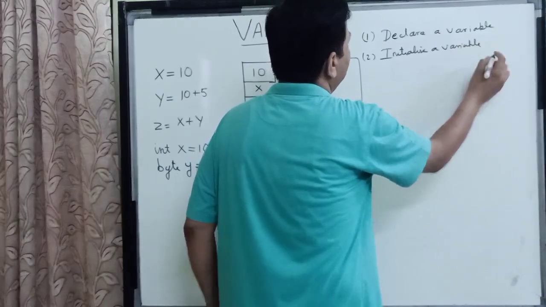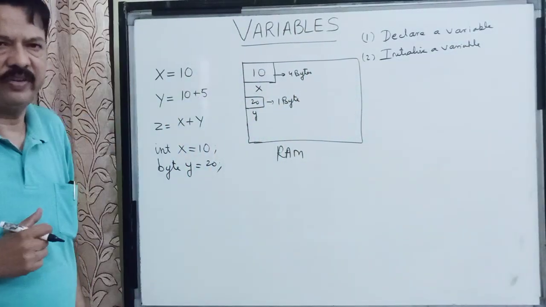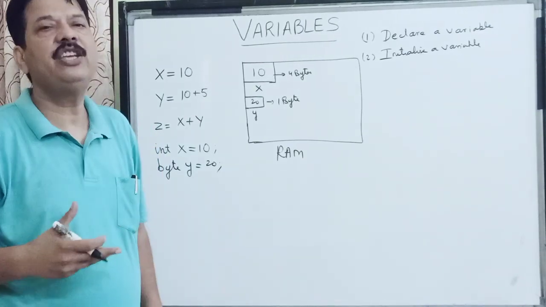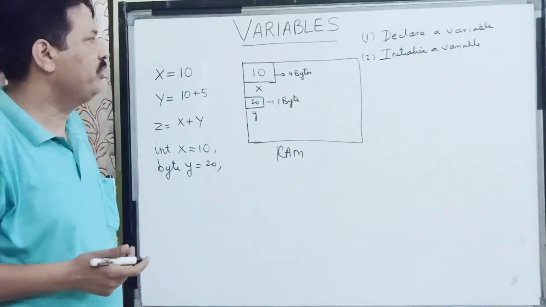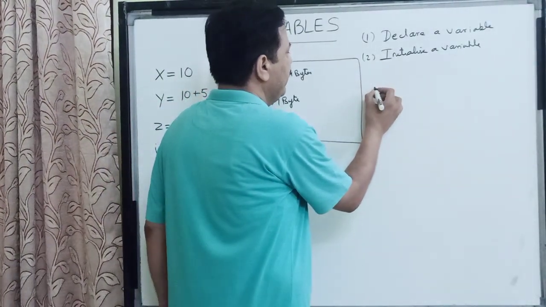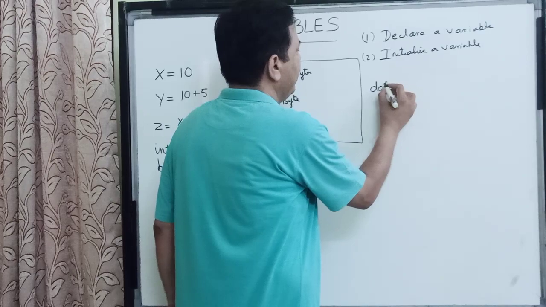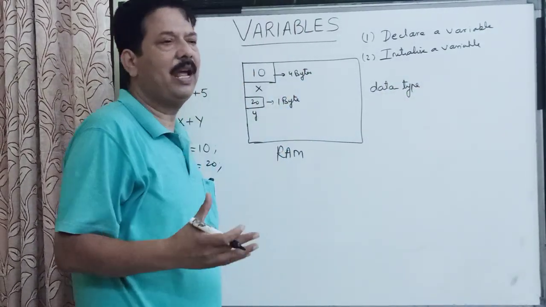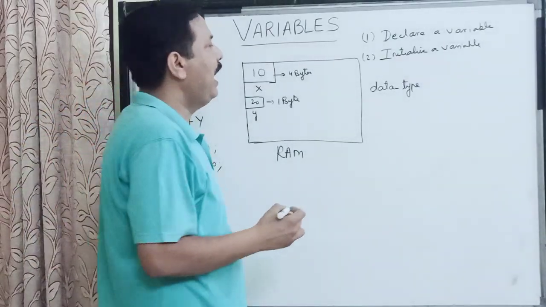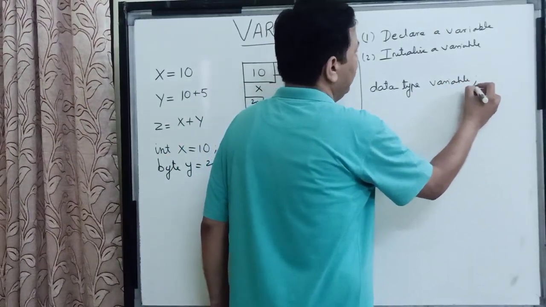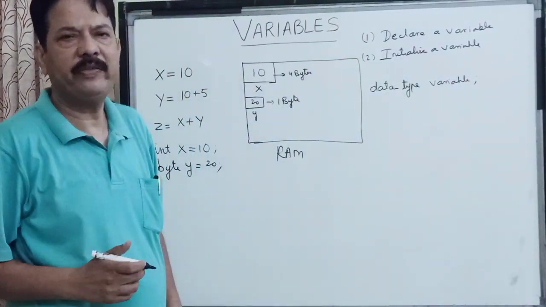So using a variable in Java is a two-step process. First, we declare a variable, and the next is we initialize a variable. And children, declaration of a variable is done by this syntax. First of all, we write the data type, that is the primitive data type or any data type of Java, and then we have the variable name. That is a variable, and it is terminated by a semicolon.